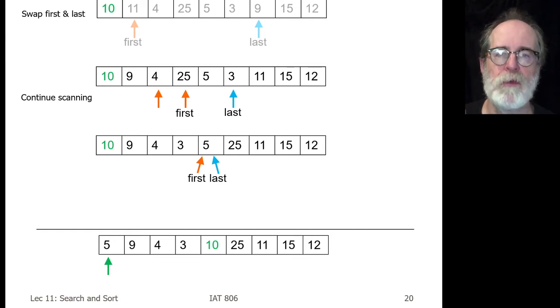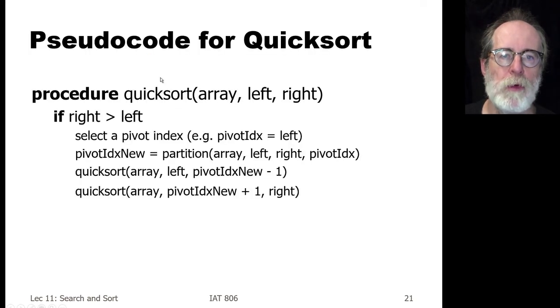Now the partition is nice and even in this case. It doesn't always happen that way in practice, but that's kind of what we ended up with. So that's the idea of how to partition. The next thing we do is call Quicksort on this thing and call Quicksort on this thing. So that's essentially how Quicksort works.